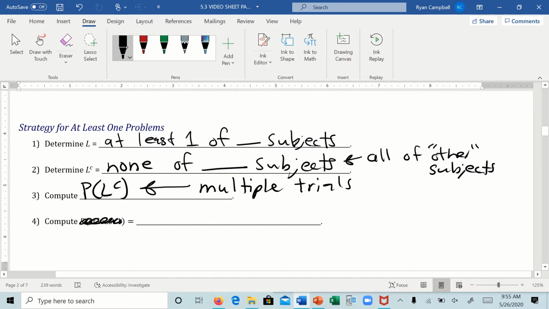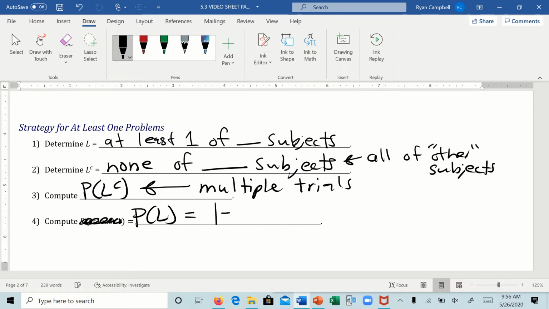And then the last thing, what we want to find is the probability of L, which was the whole point, right? L was at least 1. We want to find the probability of at least 1. That's just going to be 1 minus the number we find in step 3. And like I said, if you know these 4 steps, this is all you need to know for the test, or for any of these at least 1 problems.